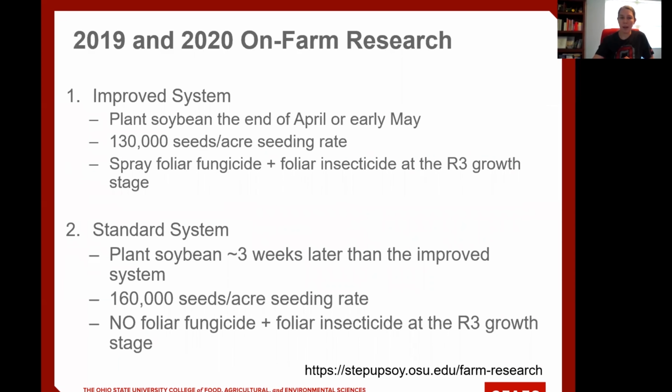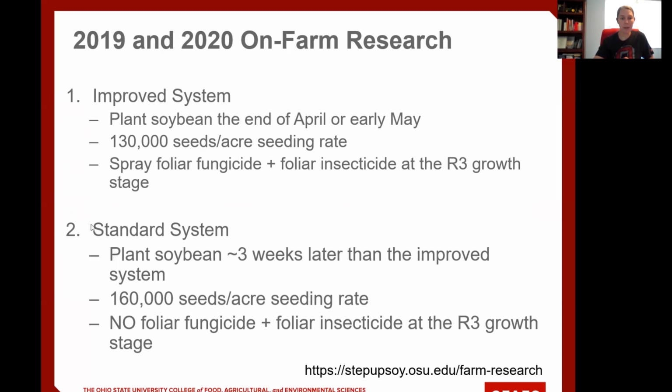The on-farm research trial had two treatments. The first we called improved. The improved treatment was to plant soybeans the end of April or early May at 130,000 seeds per acre, and then spray that foliar fungicide and foliar insecticide tank mixed at the R3 growth stage.